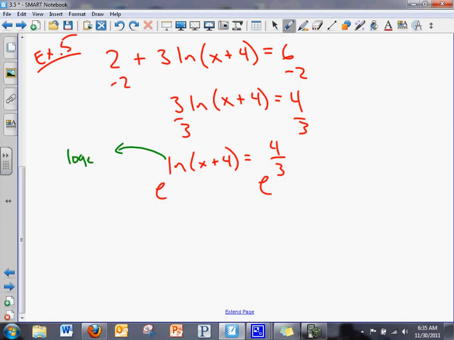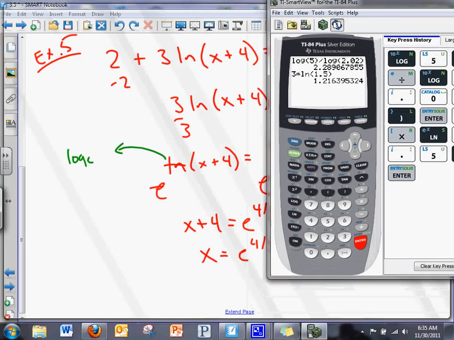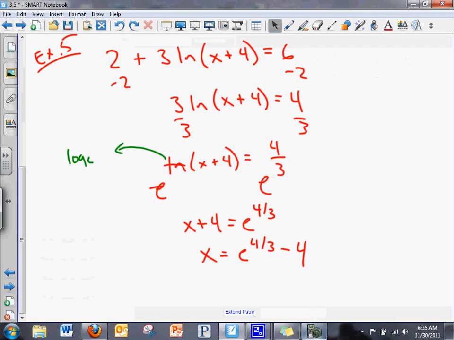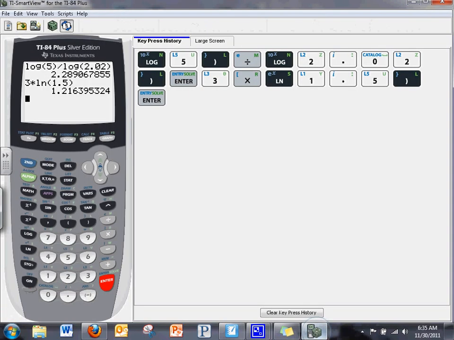Alright, so I do that because in a sense they cancel each other out. So x plus 4 is equal to e to the 4/3. And now, by subtracting 4, I've got x solved for. Easy enough. There we go. Piece of cake. Alright, so I'll show you how to do this in the calculator.